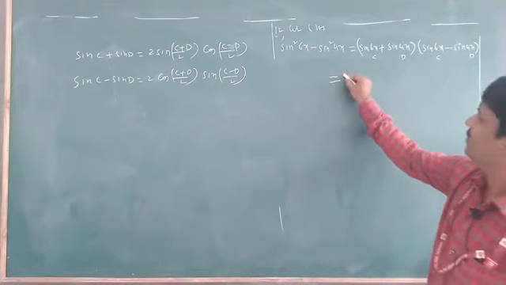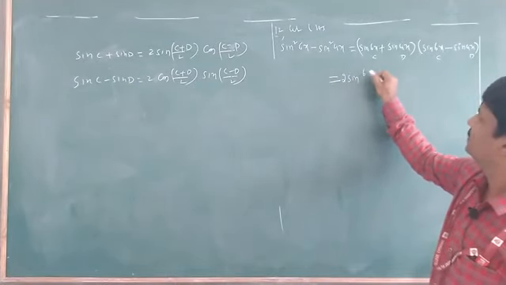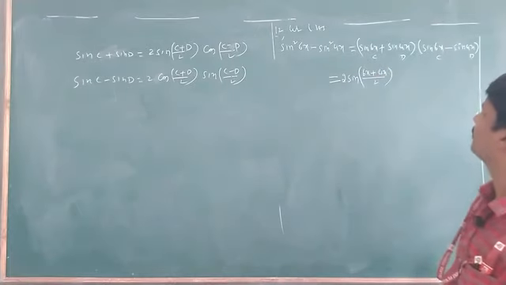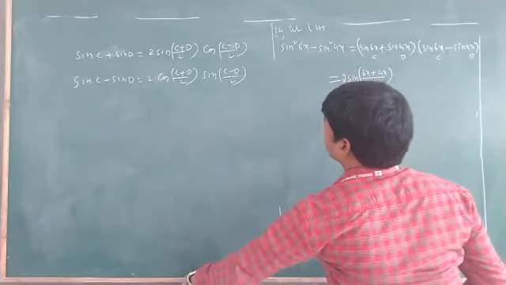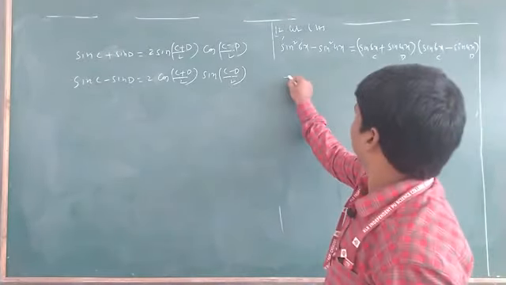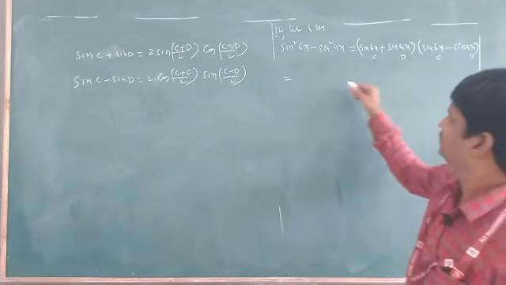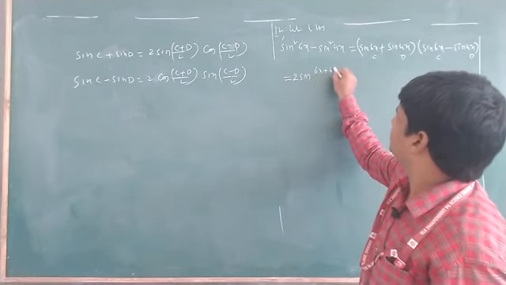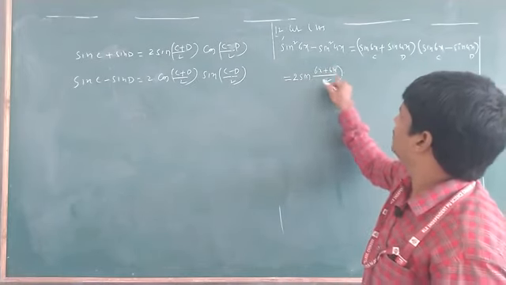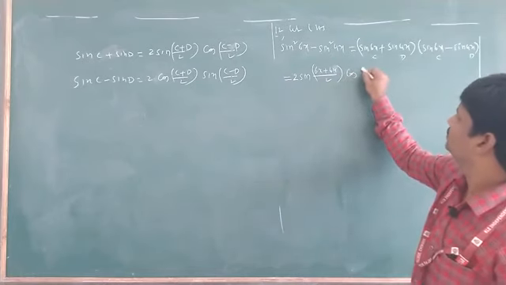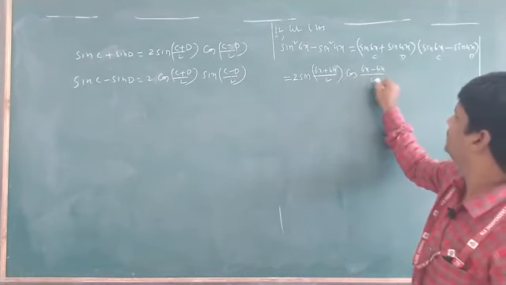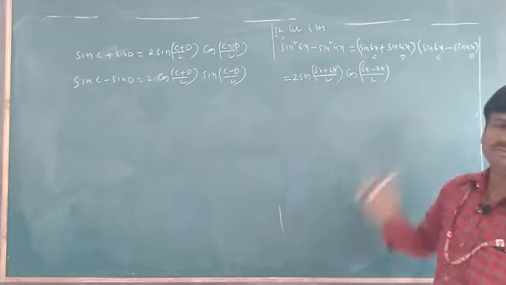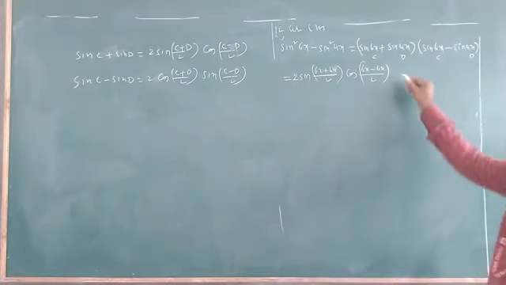Sin c plus sin d. What is the formula? 2 sin (c plus d)/2, where c means 6x and d means 4x. Wait a minute, I will write it for the numbers. Maybe we get two terms. What about this one? 2 sin (c plus d)/2 into cos (c minus d)/2. First one into second one.